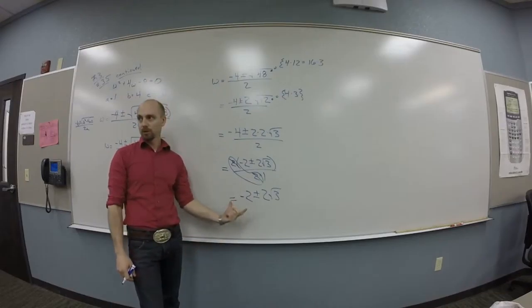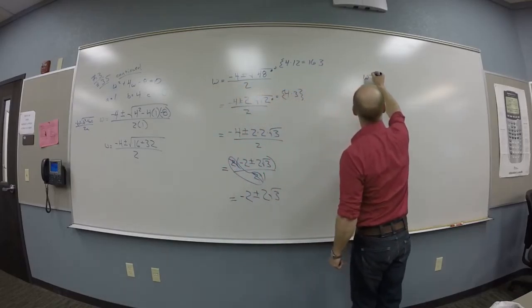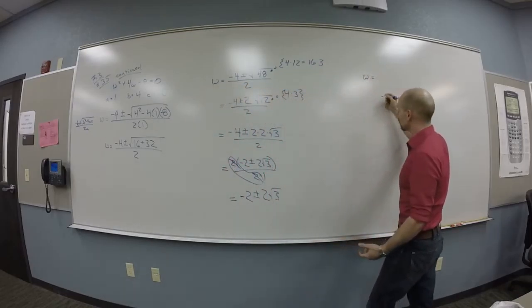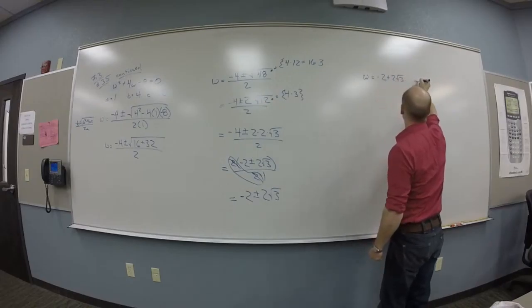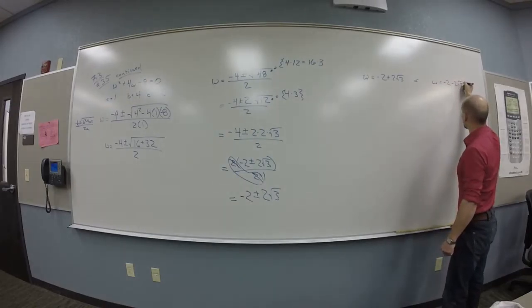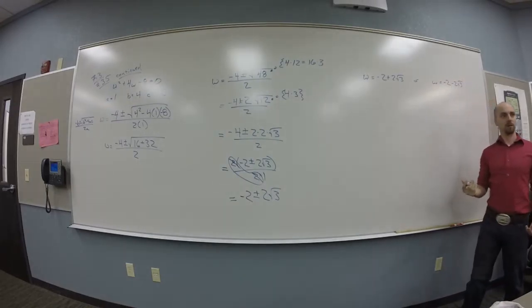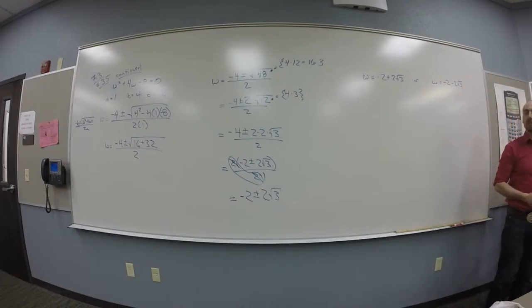Are these my W's? Okay, there's 2 answers, right? So W is negative 2 plus 2 root 3, or W is negative 2 minus 2 root 3, right? Yeah? Well, since it's a solid measurement, it should be the positive 1. You guys all see that? Yeah. He's saying since it's a measurement, it better be the positive 1. Right. The other one doesn't make much sense.